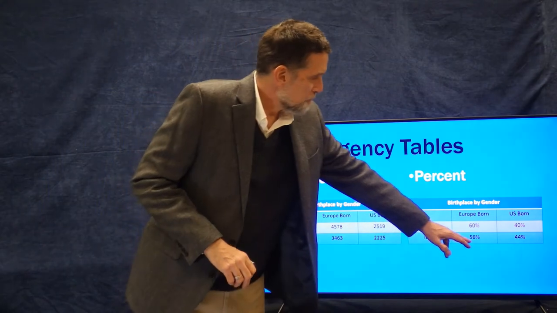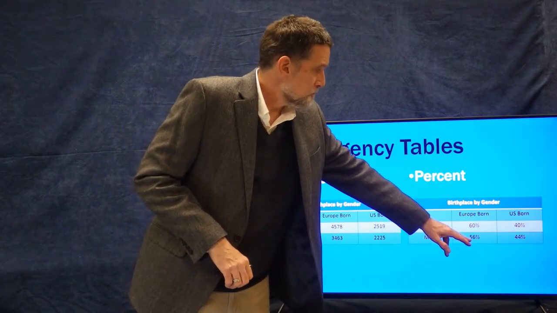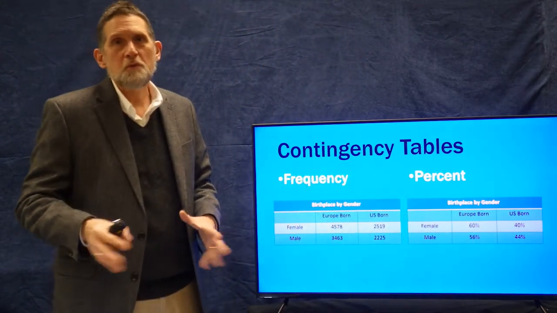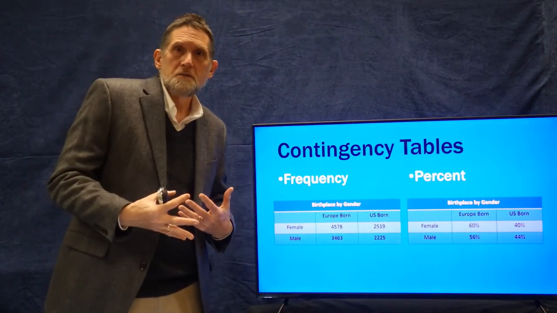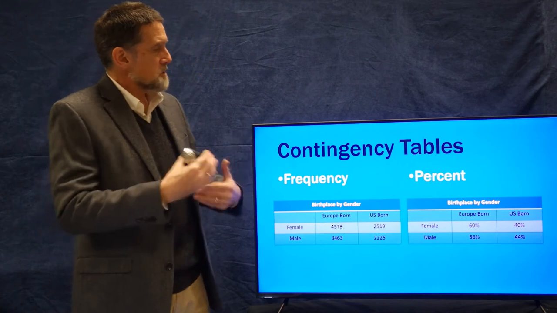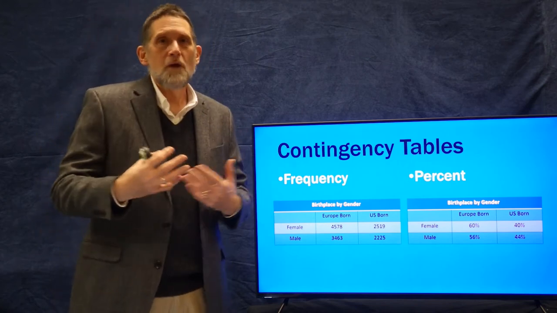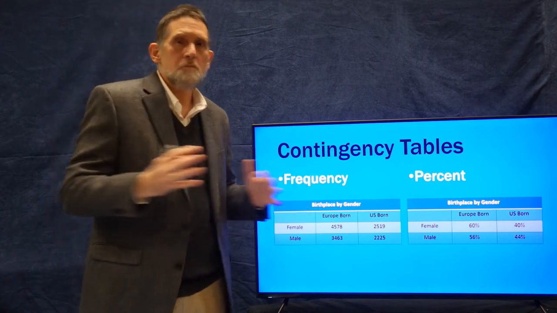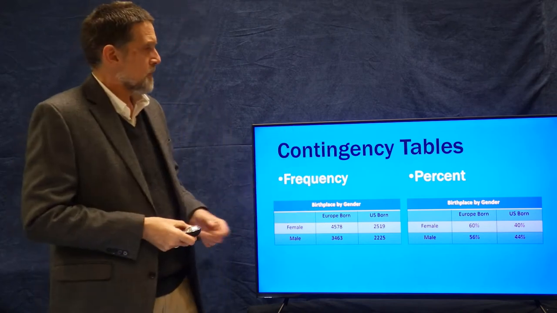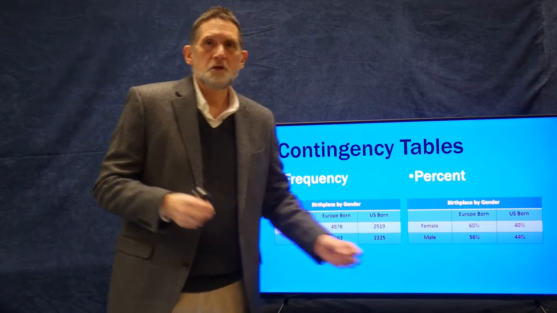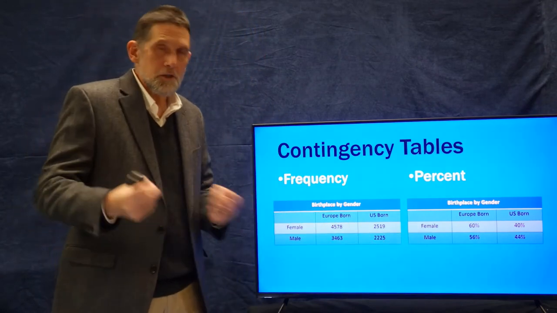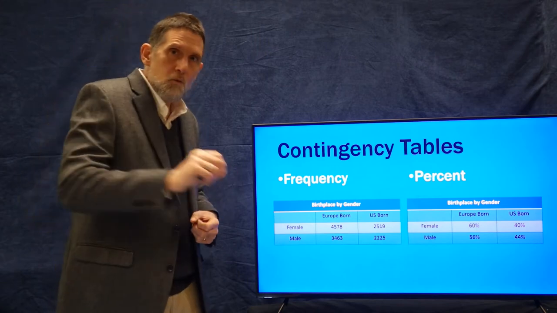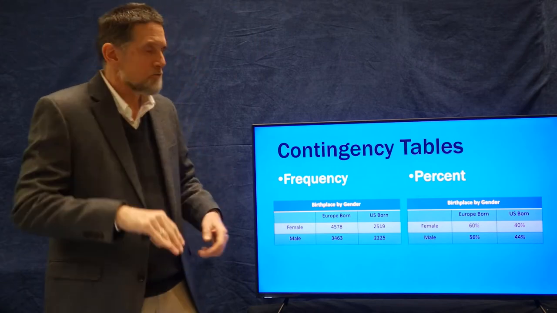Males, about 56% are European-born and about 44% are US-born. What that tells us is that males and females are about equally represented in this data set in terms of whether they're European or US-born. So the percent tables are a nice way to look at relationships between two variables, especially if you're looking at row percentages, because then you can sort of just read it.